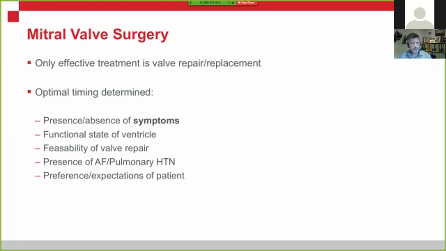So again, just need to be mindful of that. The functional state of the ventricle is important, so any signs of reduced ejection fraction or LV systolic impairment, or any signs of LV dilatation, again, would be an indication to think about intervention, looking at the feasibility of either replacement or valve repair. Certainly other comorbidities, so atrial fibrillation, established pulmonary hypertension, will obviously have a bearing in terms of assessing the patient's risk of intervention and their potential long-term benefits, as well as, most importantly, thinking about the expectations and patient preference.